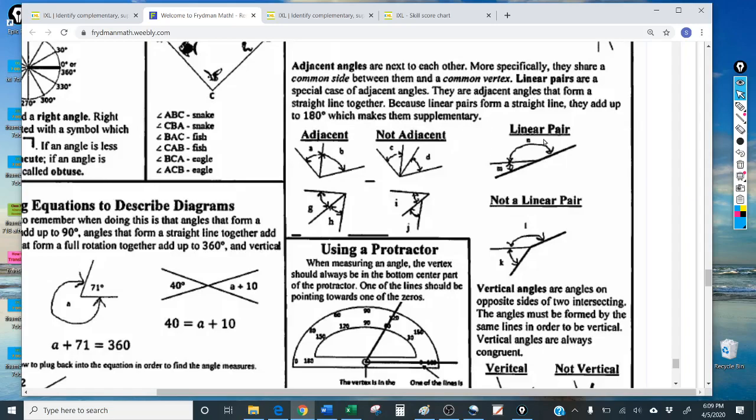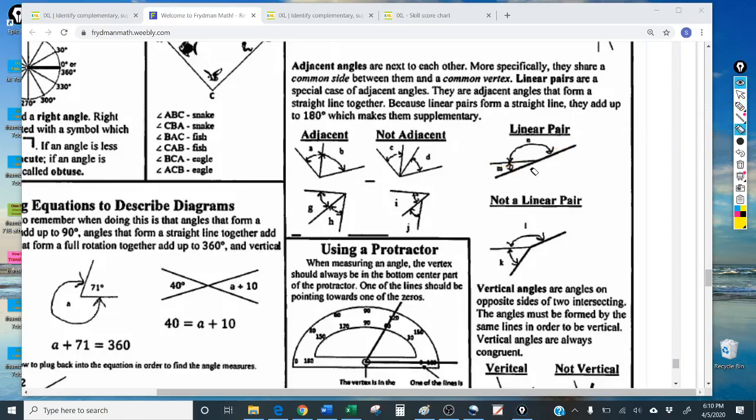Okay, so let me go over to this example over here. I have angle M and I have angle N. Are they adjacent? Yes, they are adjacent. You can see that they're next to each other. You can also see more specifically that they share a common side between them and also a common vertex right over here. So they do meet our definition of being adjacent. But more than that, you can see that they also form a straight line together, right? They form that straight line.